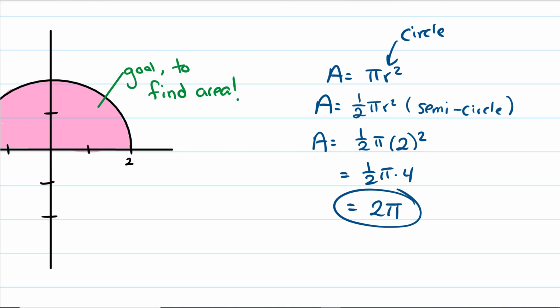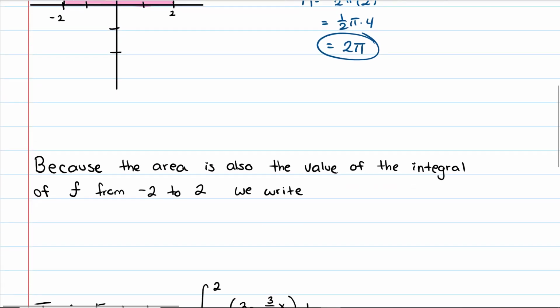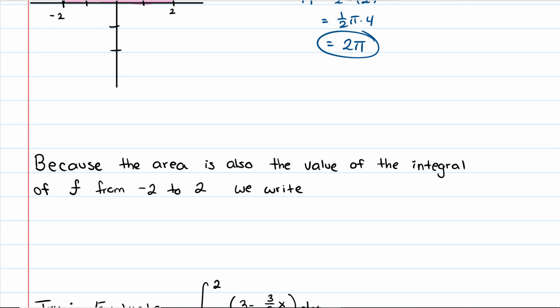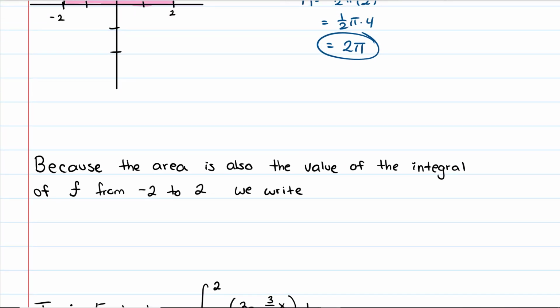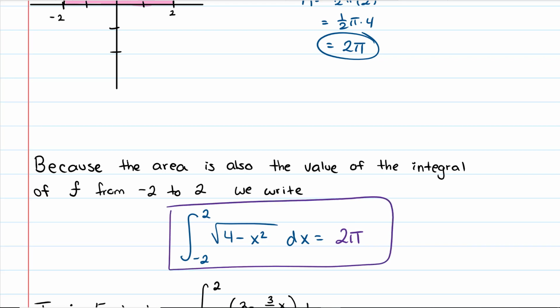So that means that the integral is 2 pi. Because the area is also the value of the integral of f from -2 to 2, we write that the integral from -2 to 2, the square root of 4 minus x squared dx is equal to 2 pi. There you go. Very little calculus involved in that. Just knowing what this symbol means and how to translate it.